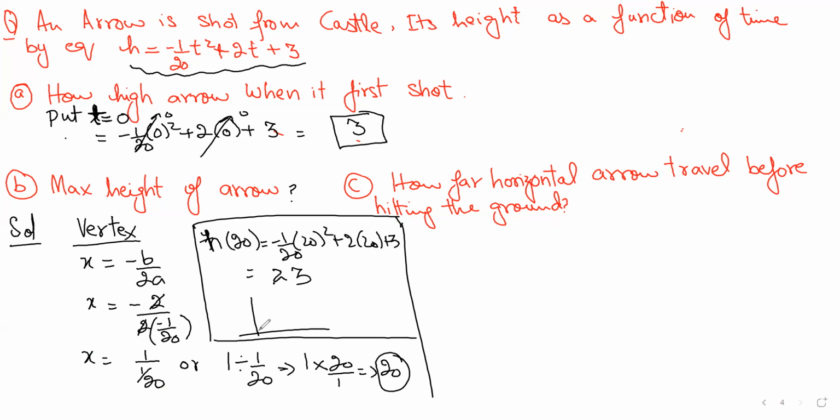Like if this is my graph, my arrow is shot like this. So at this point, my height is actually the maximum. This is the highest point, the maximum height of the arrow.